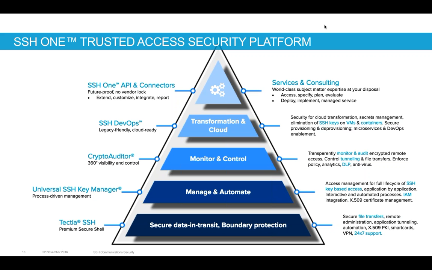We provide monitoring and controlling capabilities to see what users are doing inside their encrypted channels. Then the newest piece that I'm going to demonstrate in a bit is called SSH DevOps, which provides role-based access controls for cloud and legacy environments in a hybrid mode. Of course, everything works over the API, as any modern application does. And we also have services and consulting to help our customers with our subject matter expertise around the matter.